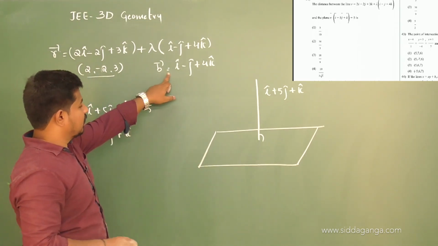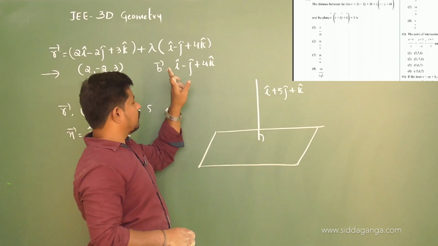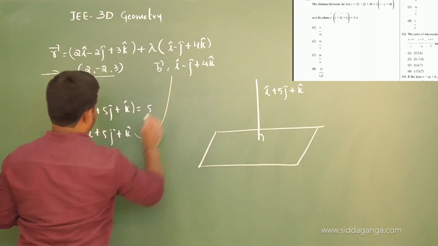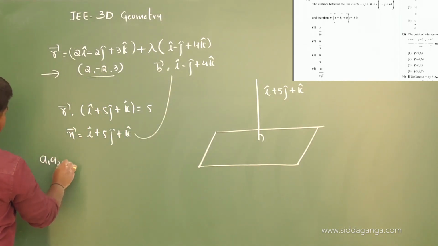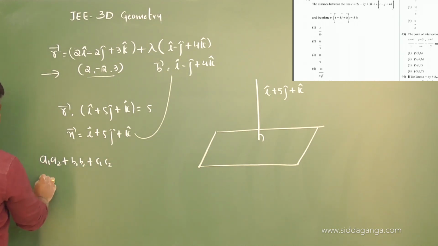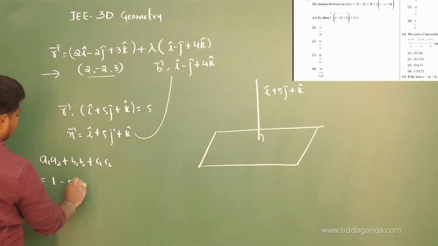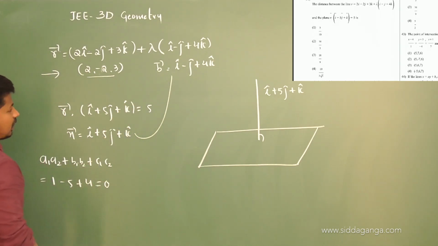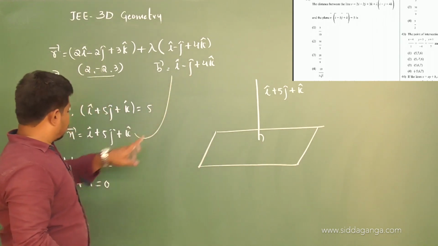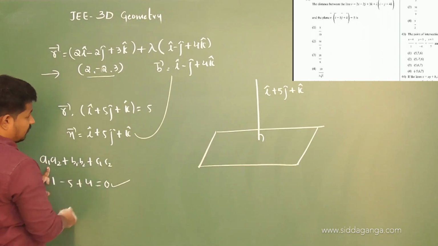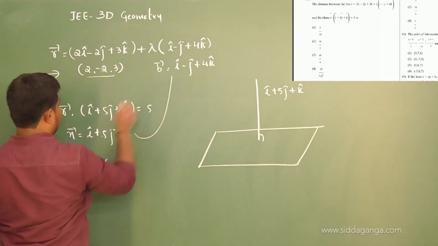Okay, so let me check the product of the coefficients of these two, this and this. I am checking the condition a1 a2 plus b1 b2 plus c1 c2. So what is a1 a2? 1 into 1, you get 1. 5 into minus 1, minus 5. 1 into 4, that is 4. So of course you get 0. So a1 a2 plus b1 b2 plus c1 c2 is equal to 0, in the sense that b and the normal vector are perpendicular.